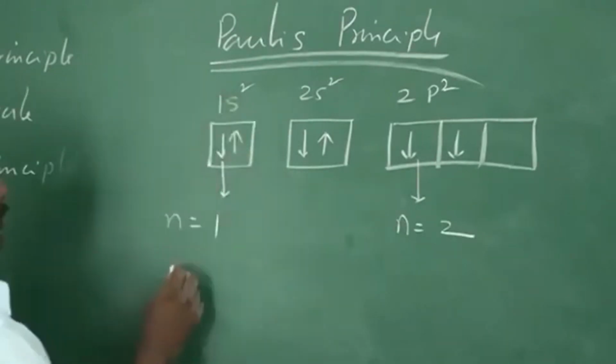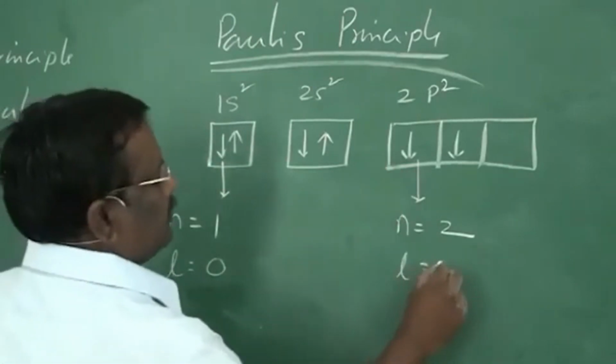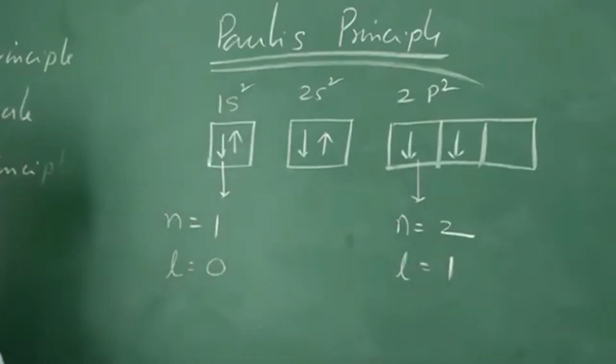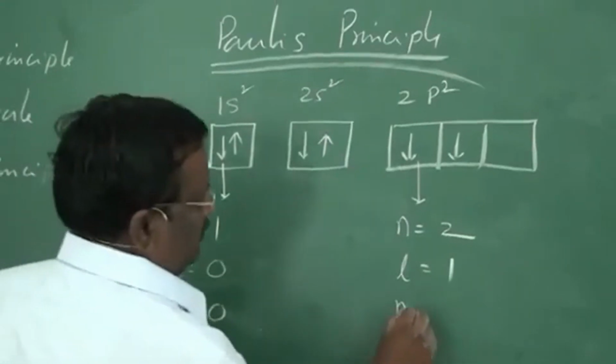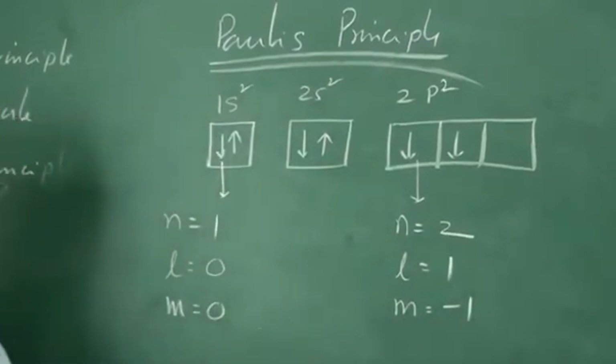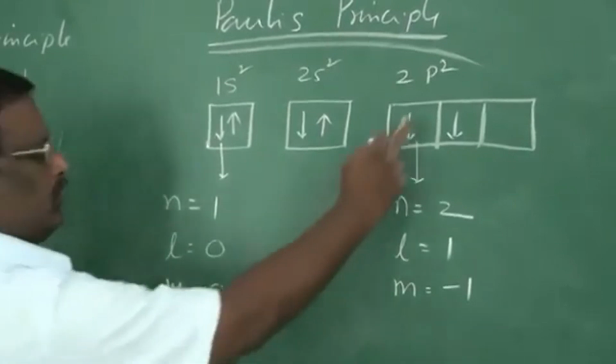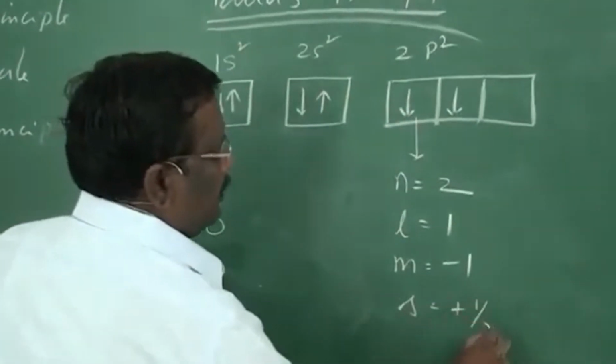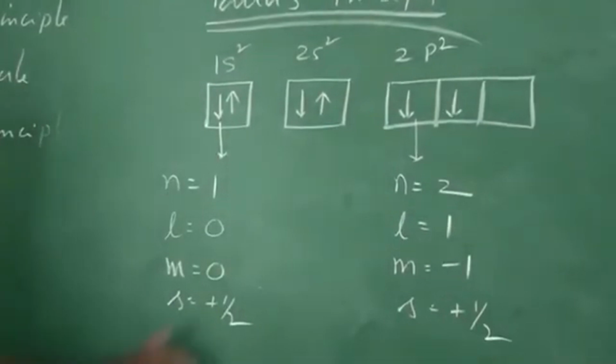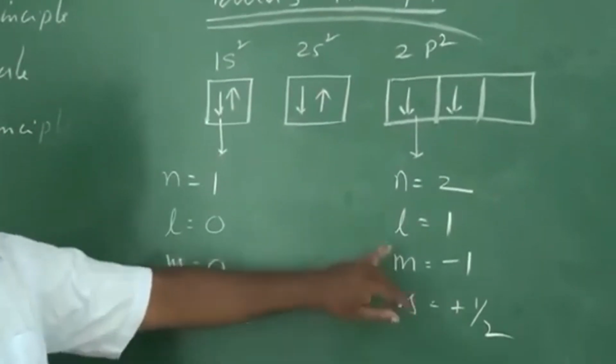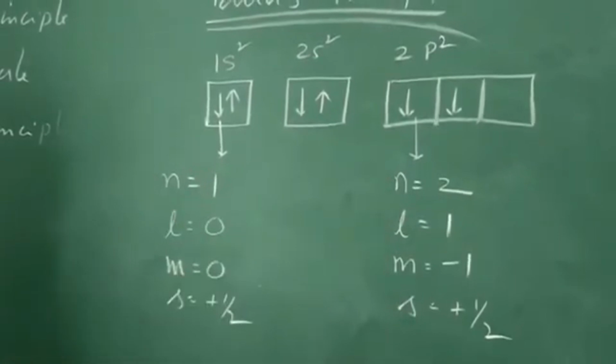Now for this electron, l is equal to 0. For this electron, l is equal to 1 because it is p. For this electron, m is equal to 0. For this electron, m is equal to minus 1. For this electron, s is equal to plus 1/2. For this electron, spin quantum is plus 1/2. Here, the spin quantum may be the same, but the remaining quantum numbers differ. You may have a doubt. Let us compare with this.